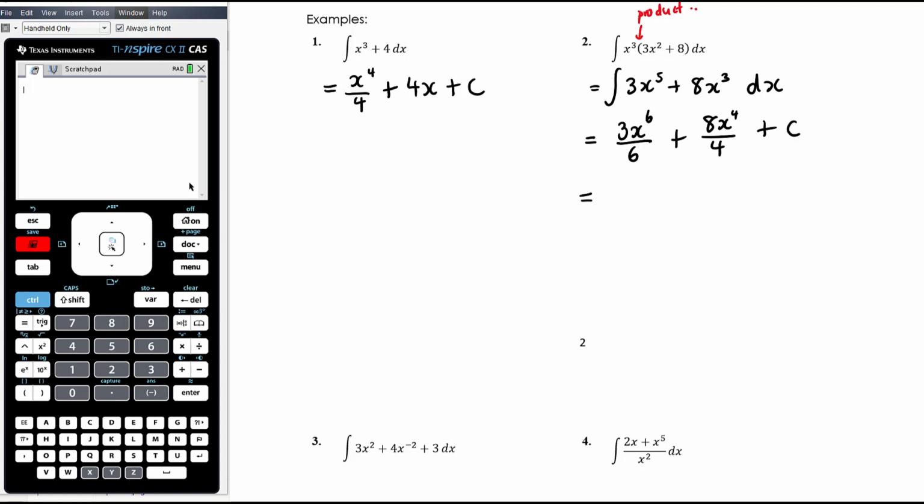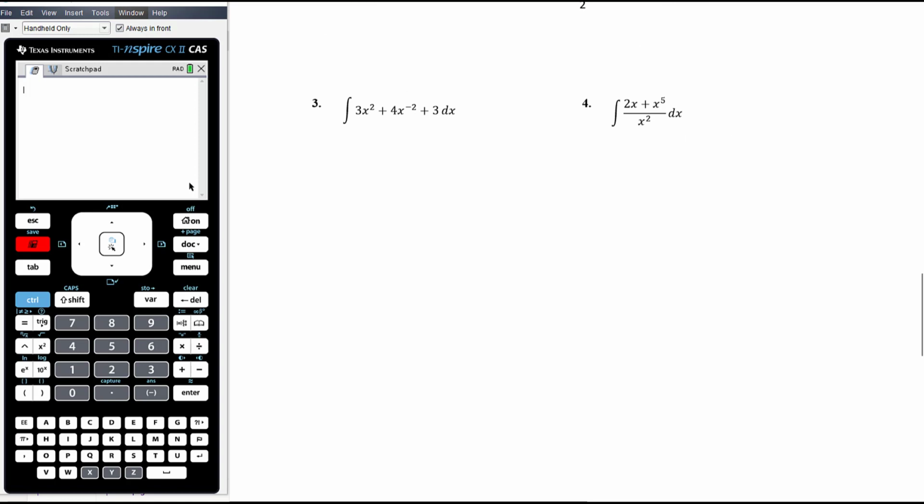Let's just simplify those fractions. So the 3 on 6 becomes just 1 on 2, so it's x to the 6 on 2. 8 on 4 becomes 2, so that's 2x to the 4 and plus c. And again, you could write this as half x to the 6 if you prefer. You can take the fraction out separately, that's fine.